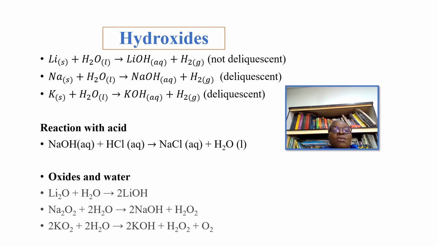Of all these reactions, the one for lithium is not deliquescent, but the ones for sodium and potassium show deliquescent behavior. The aqueous solutions are strongly alkaline, hence the name of this group, the alkali metals. Their name is derived from the fact that they form strongly alkaline aqueous solutions. They neutralize acid to form salt and water. Sodium hydroxide plus HCl reacts to give sodium chloride and water. That is what they will form.